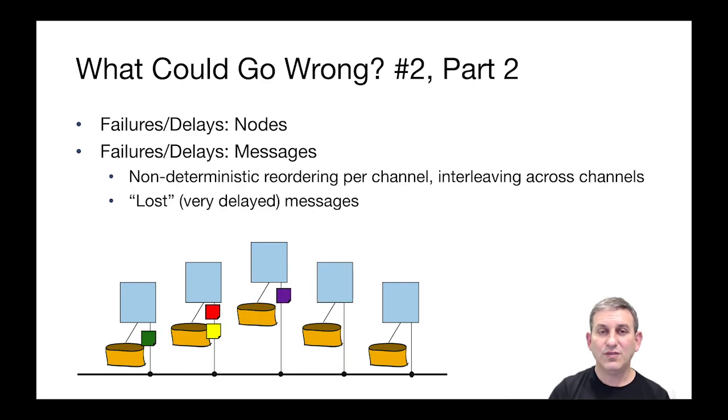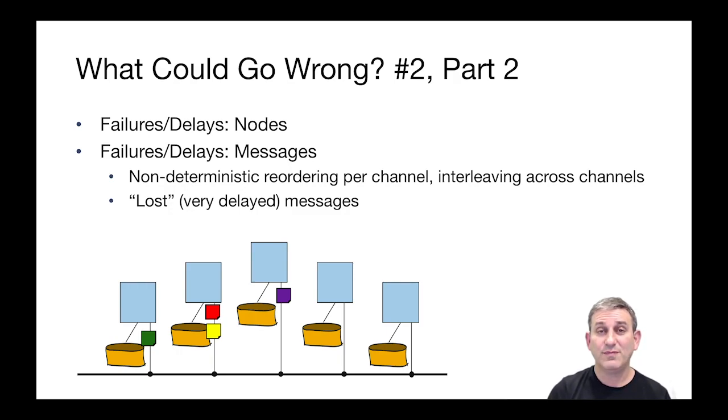So consider also that not only can nodes go awry, but also messages can be unpredictable in this environment due to the channels that are used in distributed systems. Remember that we have non-deterministic reordering of messages on a given channel. Also that as multiple channels send messages to the same node, those messages can get interleaved in different ways. Finally, we can have issues where messages can be lost.